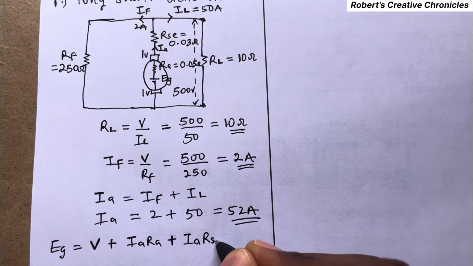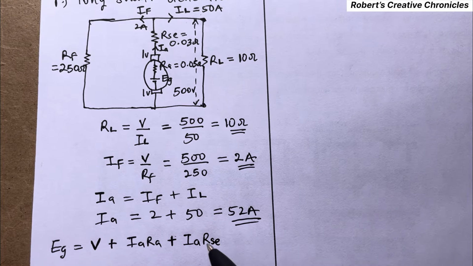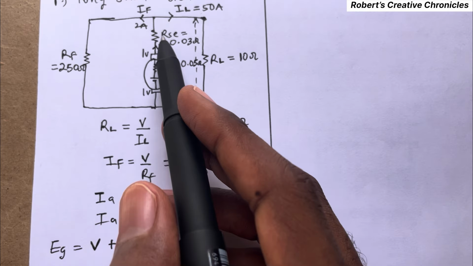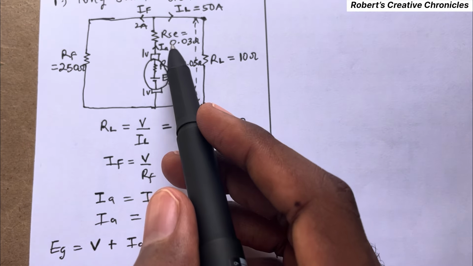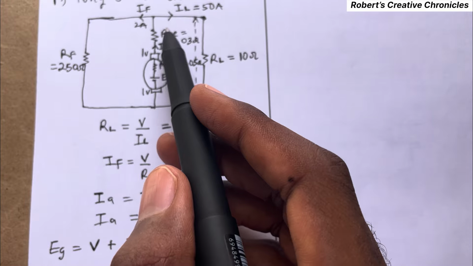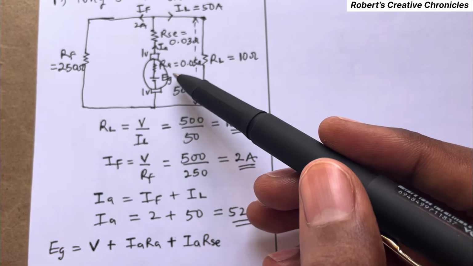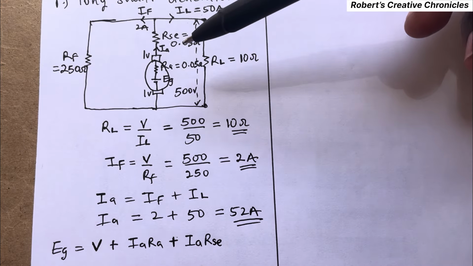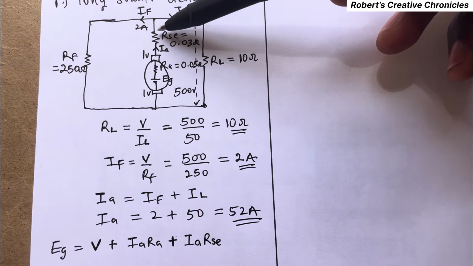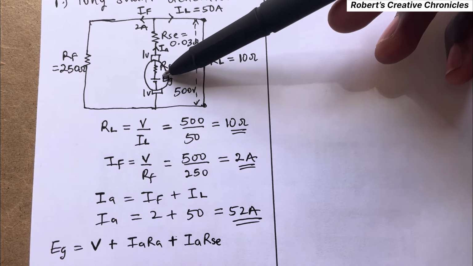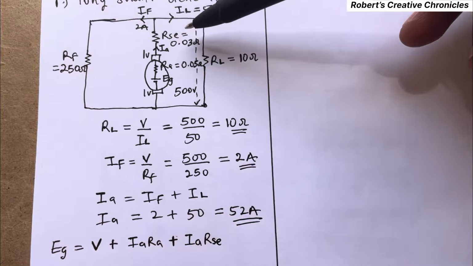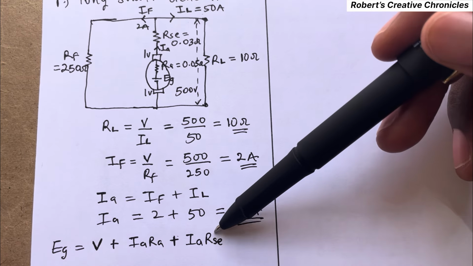I_A R_SE is the series voltage. You know the same armature current that passes through this armature resistance will pass through this series resistance. That is the same current I_A that flows through this R_A that will also flow through this R_SE. So I_A times R_A will be here, then I_A times R_SE will be here.